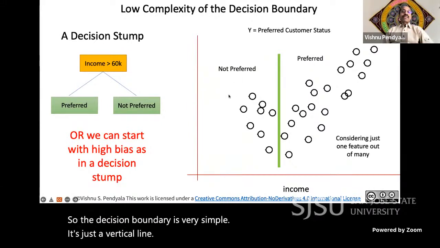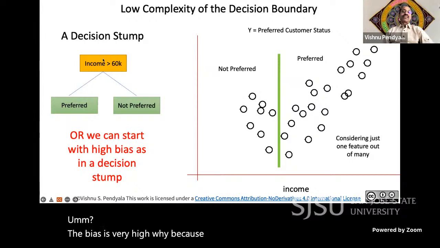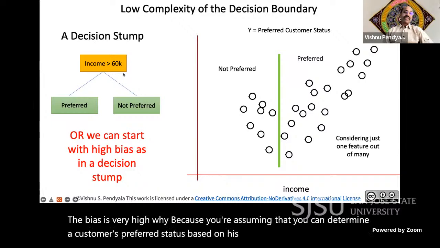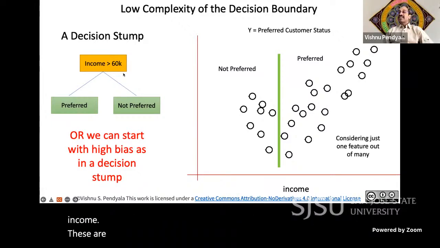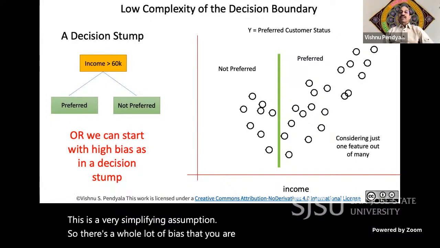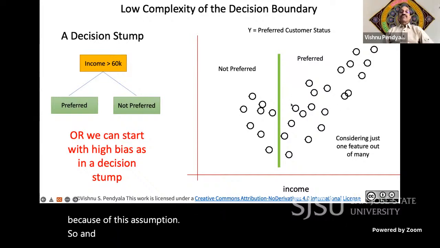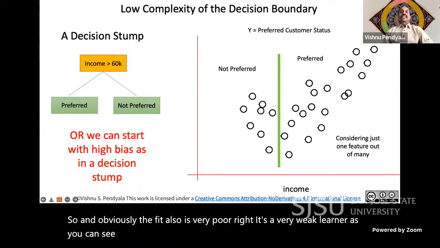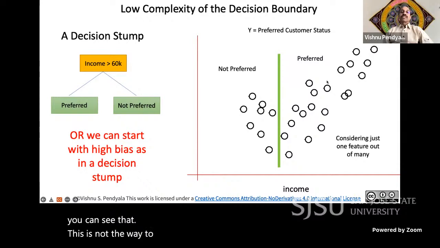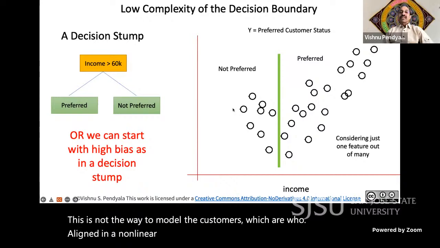And the bias is very high. Why? Because you're assuming that you can determine a customer's preferred status based on his or her income, which is a very simplifying assumption. So there's a whole lot of bias that you're introducing into the model because of this assumption. And obviously the fit is also very poor, right? It's a very weak learner. You can see that this is not the way to model the customers who are aligned in a nonlinear fashion, right?